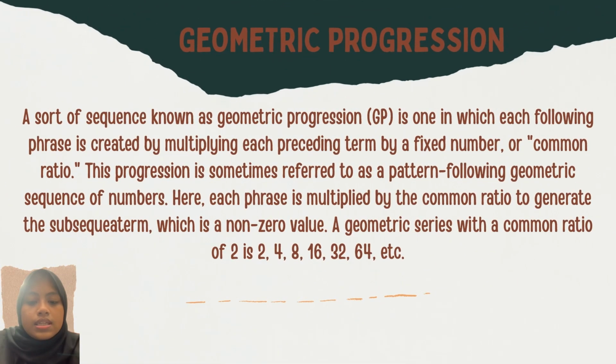A geometric sequence is a sequence where the ratio of any two consecutive terms is always the same. Simplified, it means that the next number in the series is calculated by multiplying the preceding number by a set number.